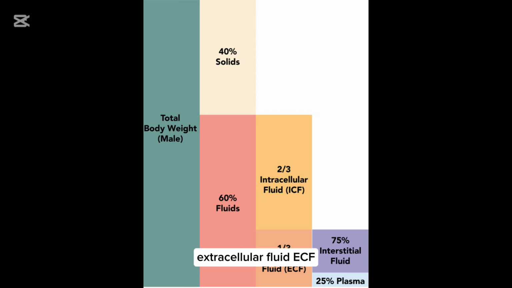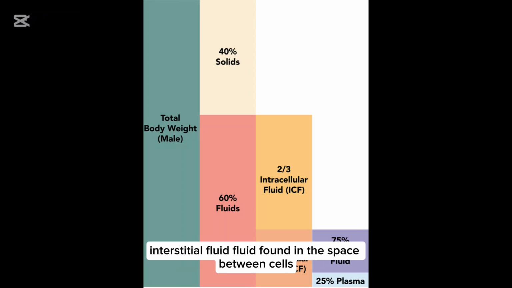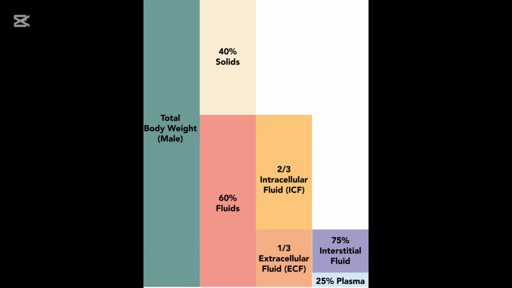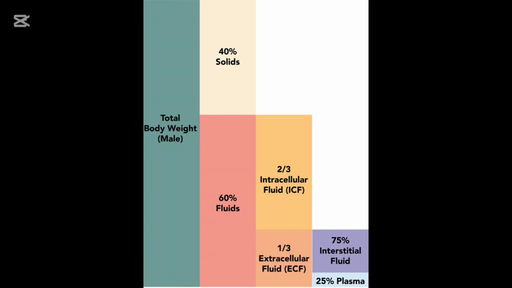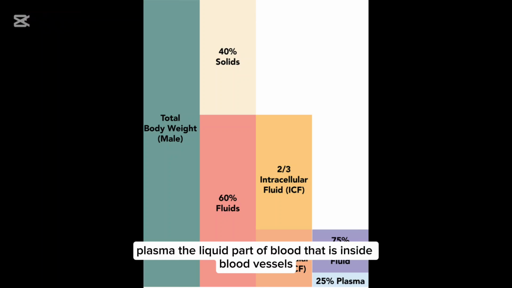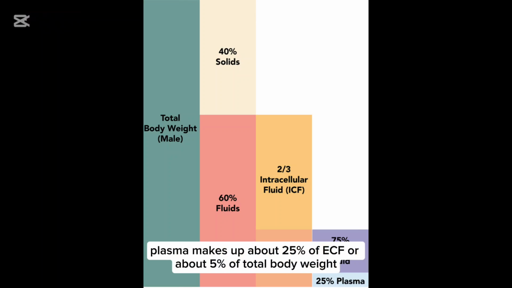Extracellular fluid, ECF, is then divided into two parts. Interstitial fluid, fluid found in the space between cells, outside blood vessels. This fluid makes up about 75% of ECF, or about 15% of total body weight. Plasma, the liquid part of blood that is inside blood vessels. Plasma makes up about 25% of ECF, or about 5% of total body weight.